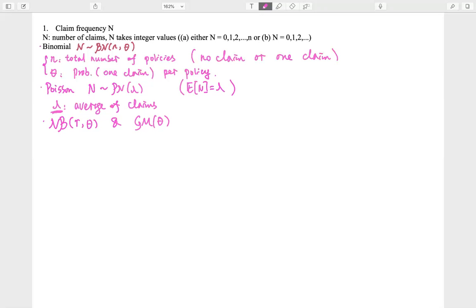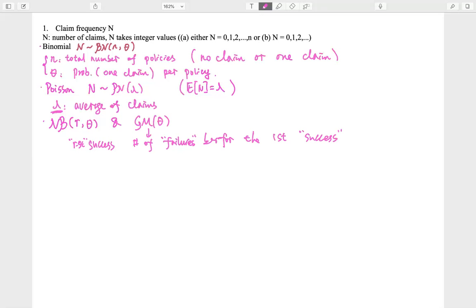So if for a brief moment we deviate from actuarial science, let's think of the geometric distribution. In our textbook, we use geometric distribution to model the number of failures before the first success. Okay, negative binomial is a generalization of geometric. What you can think of is the number of failures before the r-th success.